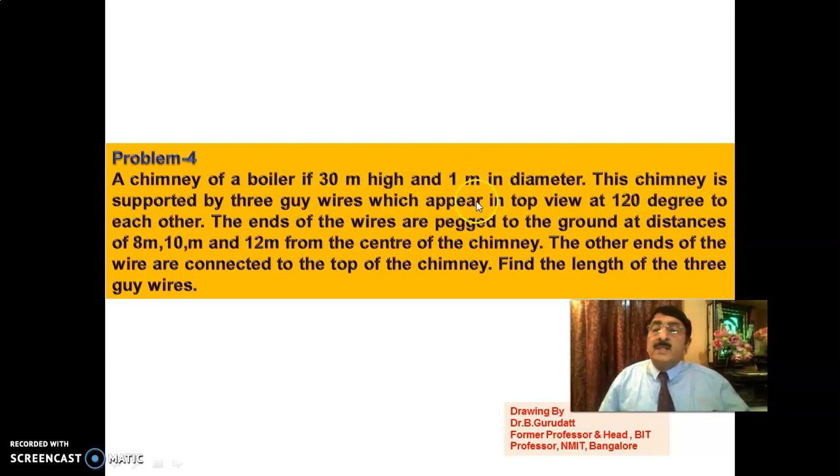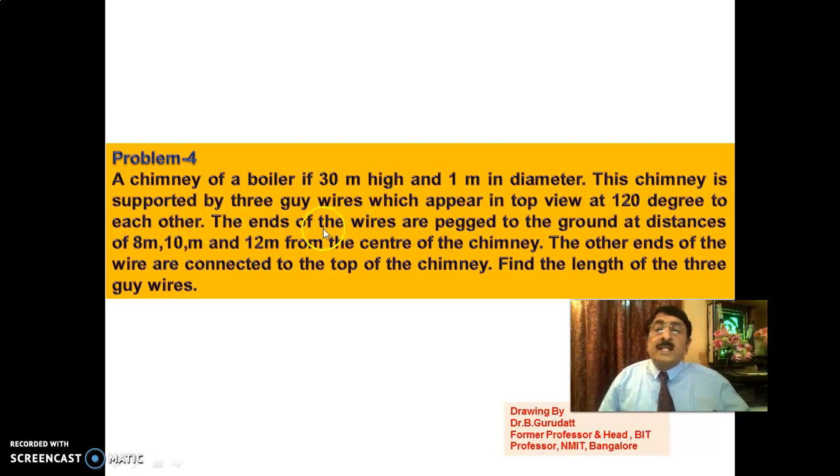This chimney is supported by 3 wires. When it is slender and lengthy, due to wind pressure it will fall down. That is why it is supported by 3 wires, so that it does not fall. The 3 wires appear in the top view at 120 degrees to each other. These are all metallic wires which support this chimney. One end will be fixed to the ground, one end will be fixed to the top of the chimney.